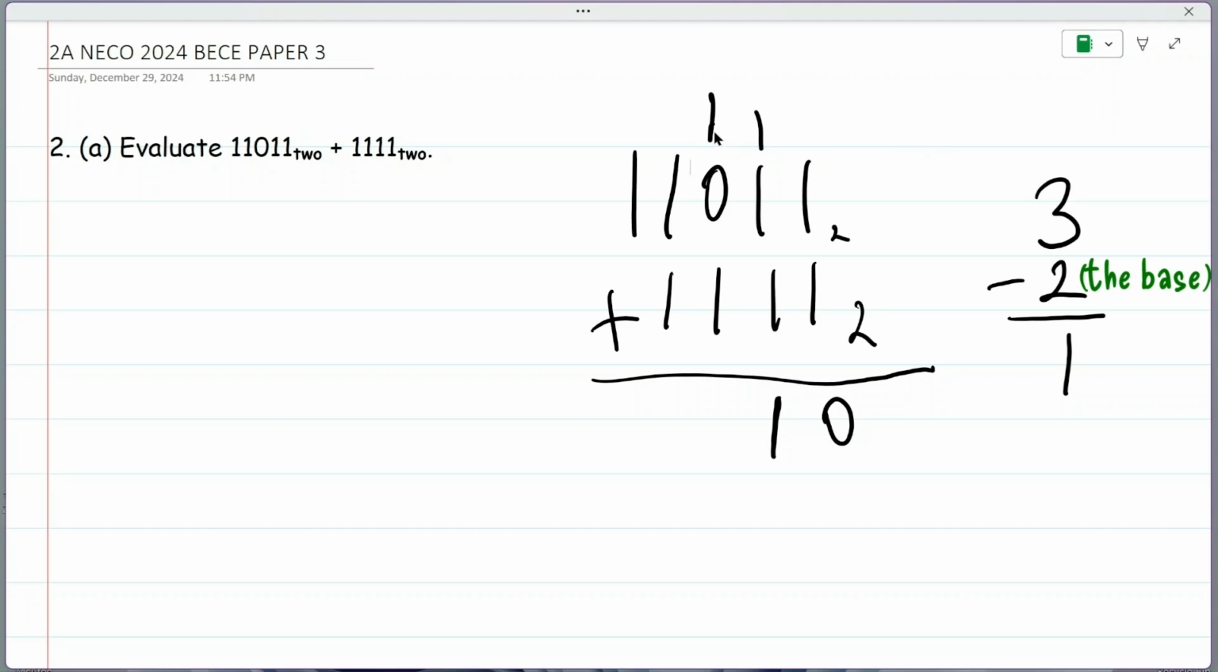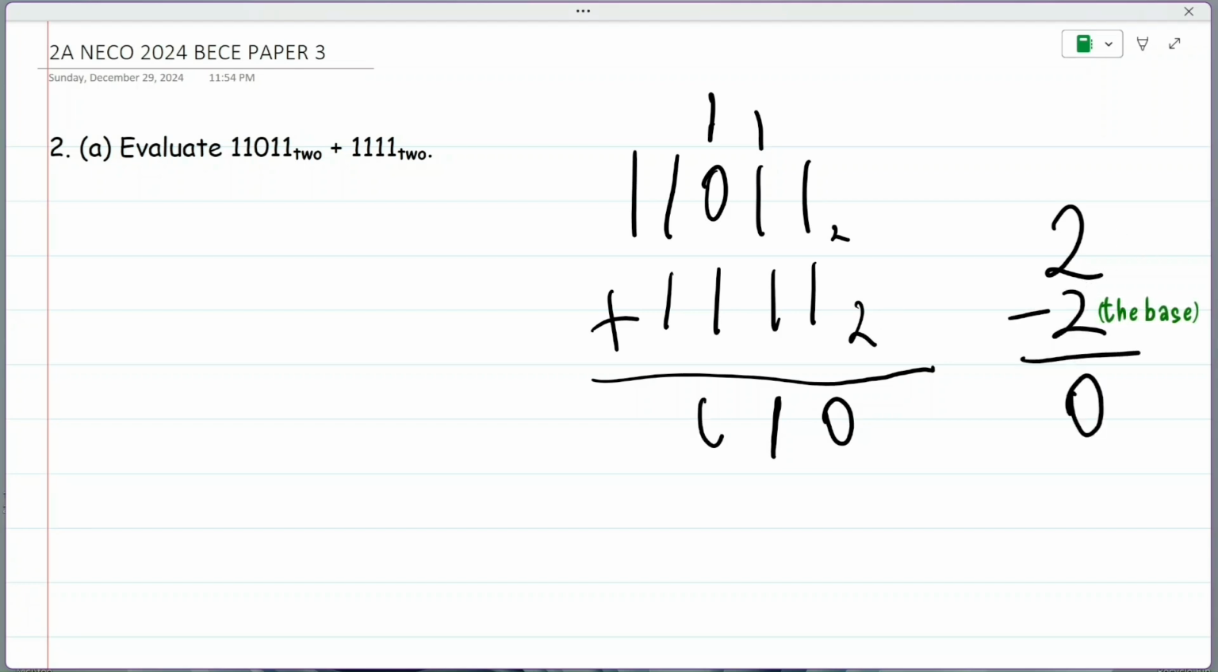We have 1 plus 0, that's 1, plus 1, that's 2. We can't write 2 here, because under base 2 the digits will always be less than 2. So write it out here, 2. Now we subtract the base from the result, which is minus 2. 2 minus 2 is 0. So you write 0 here as your answer. We subtracted 2 just once, so we add it to the next digits.